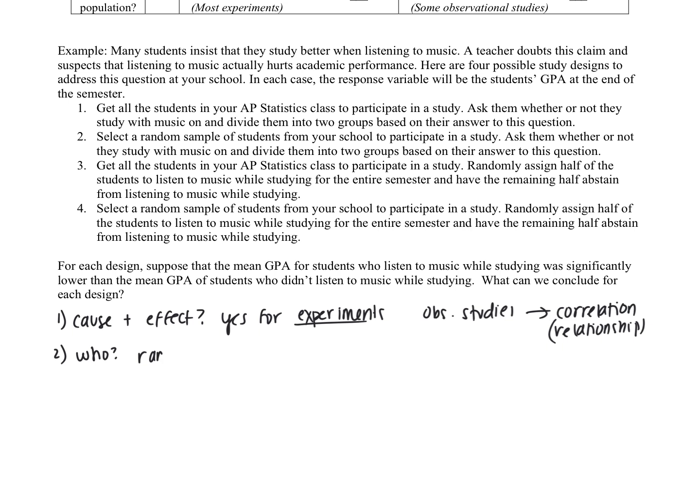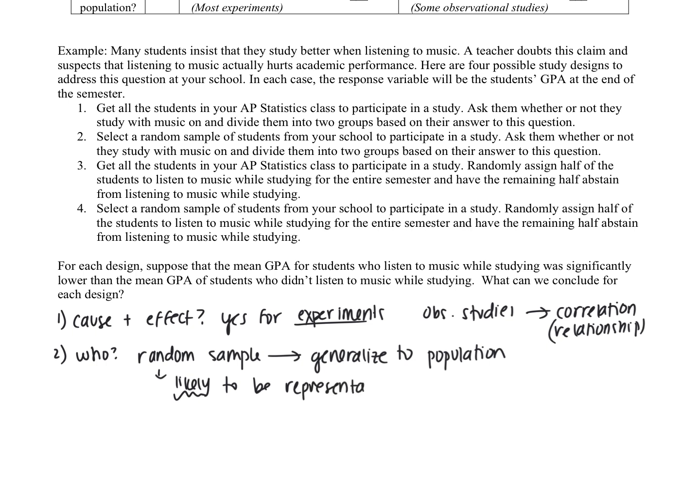If it's a random sample, then we can generalize to the population. A random sample is likely, it's not guaranteed, it's likely to be representative. So if we have a random sample, it is likely that that sample is representative of the population. That's why we can generalize.